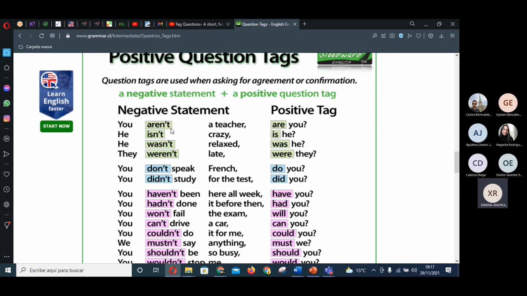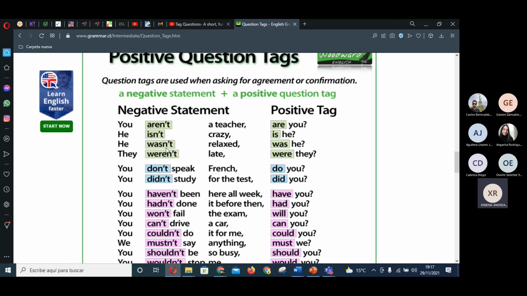Tú no eres docente, ¿o sí? O sea, no eres profesor, ¿o sí? You aren't a teacher, are you? Notice this other one. He isn't crazy, is he? Negative. Ese verbo negativo en la tag question cambia a ser afirmativo. Is he? Ahora bien, podemos tener el pasado, ¿no?